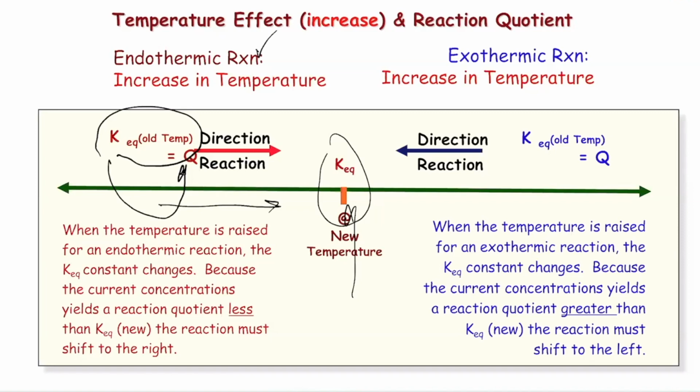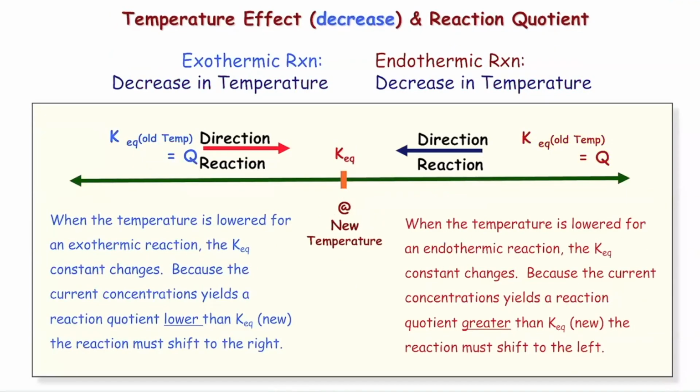What happens when we lower the temperature for an endothermic reaction? When we lower the temperature for an endothermic reaction, that new equilibrium constant gets smaller. The old equilibrium constant has a certain value, and in order for that ratio to get smaller, the reaction has to shift to the left. And you can make that same argument for an exothermic process.